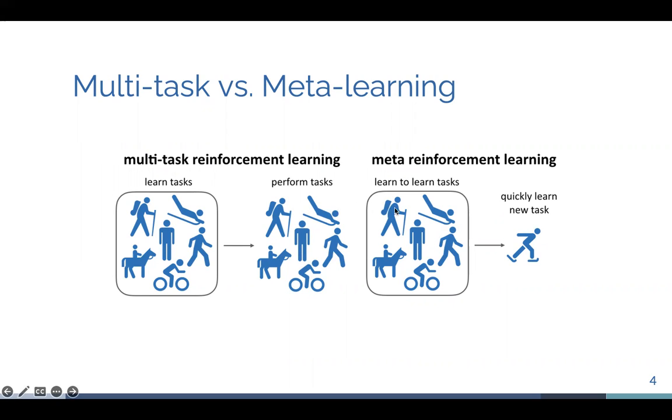But on the other hand, in meta learning, here in this example, meta reinforcement learning, we have some tasks and we want the model to learn from them and gain some experience and knowledge so it can adapt to a new task easily. The task might be unseen in the data set.